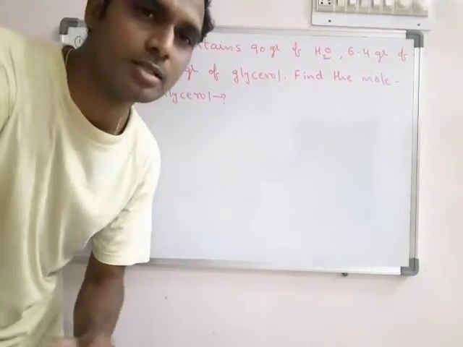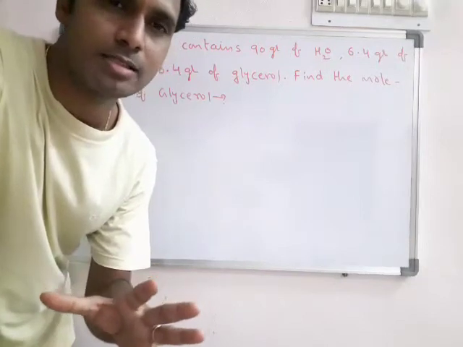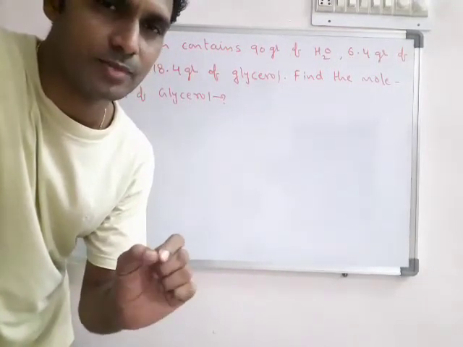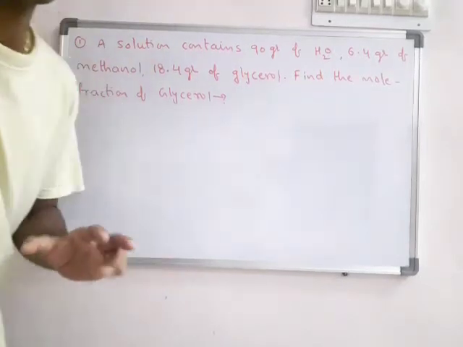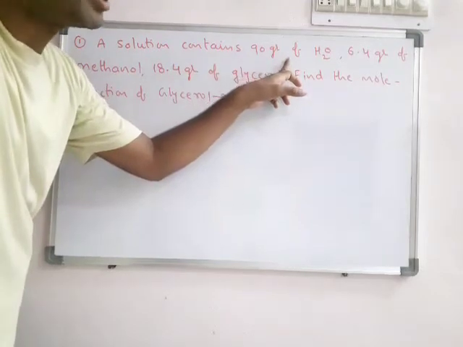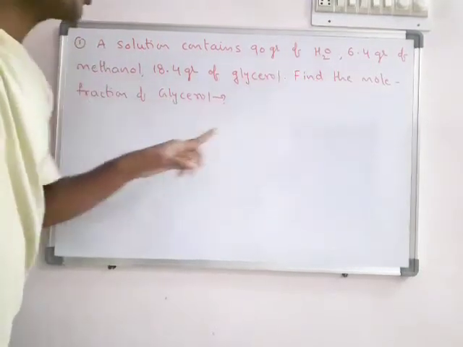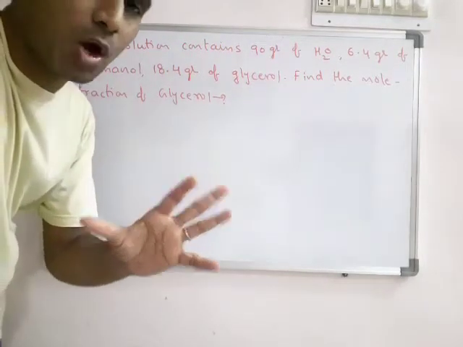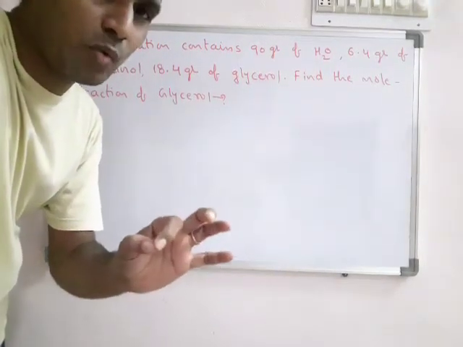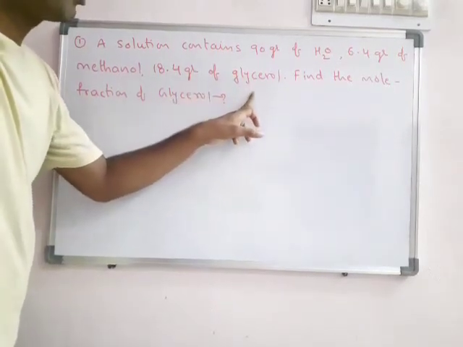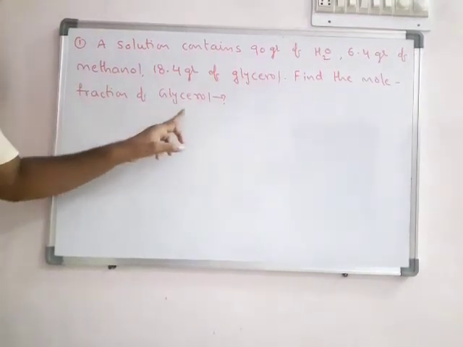So hello students, now we do some problems related to mole fraction. Okay, so see the first one. A solution contains 90 grams of water, 6.4 grams of methanol. Here methanol means methyl alcohol, CH3OH, and 18.4 grams of glycerol. So find the mole fraction of glycerol.